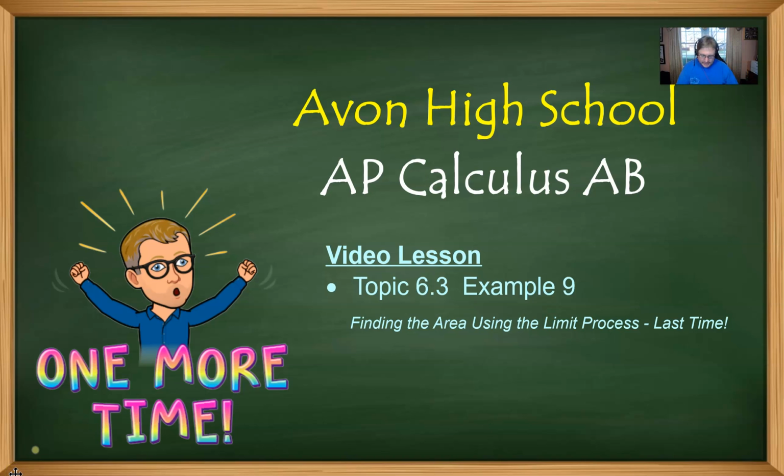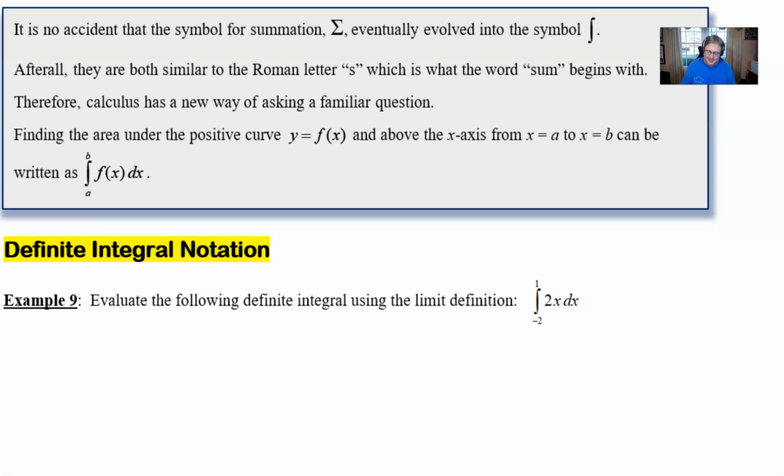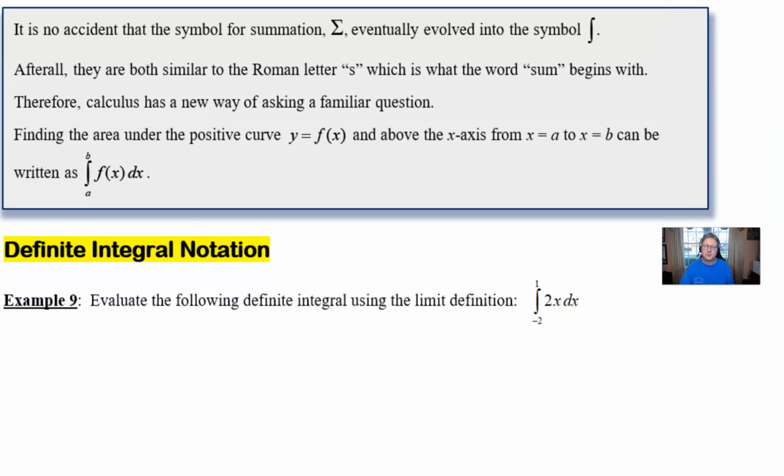Mr. Record here, taking a look at example 9 from our topic 6.3. We're going to take a look one last time at finding the area under a curve using the limit process. And I know that you're probably pretty happy that this is going to be our last approach with this because it's been pretty tedious. I think we're just about on the brink of perhaps finding a shortcut.